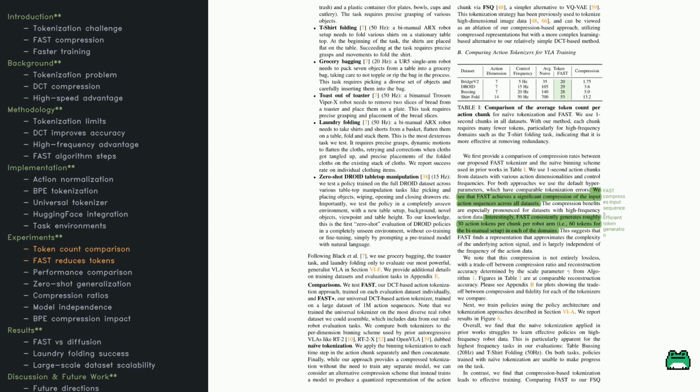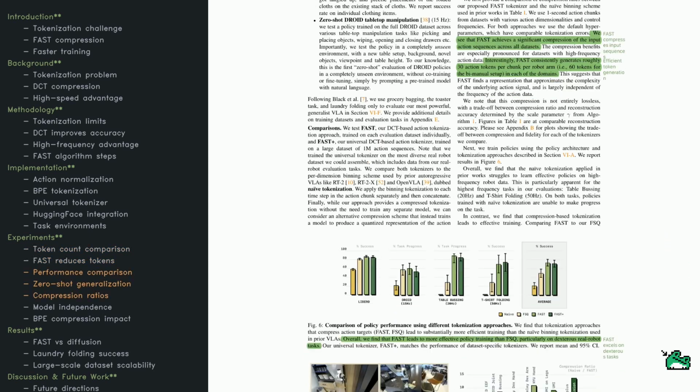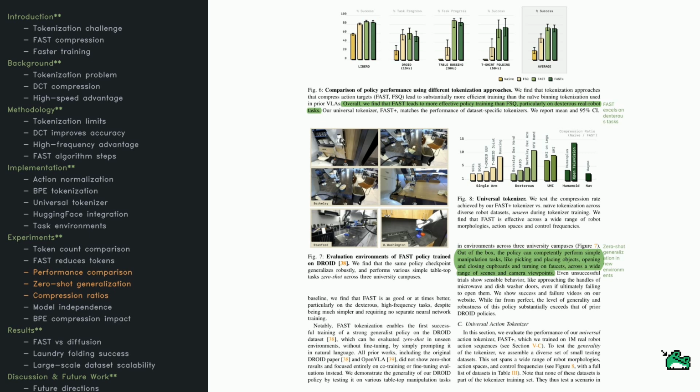The key message here is that FAST's compression dramatically reduces training overhead while preserving essential action information. Now let's compare FAST's performance to other tokenizers and check how well it generalizes. Look at Figure 6. It shows how FAST and its universal variant, FAST Plus, stack up against naive tokenization on 4 tasks. FAST crushes it in high-frequency tasks like table bussing and t-shirt folding, delivering higher success rates and better progress scores.